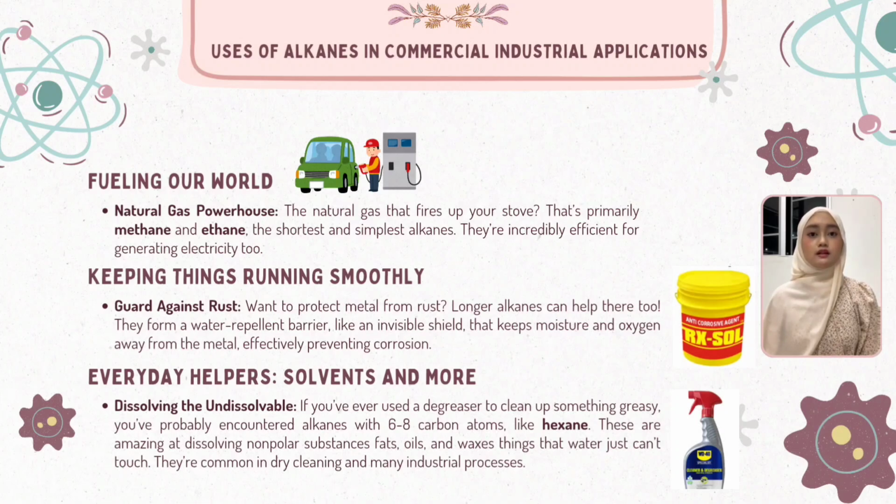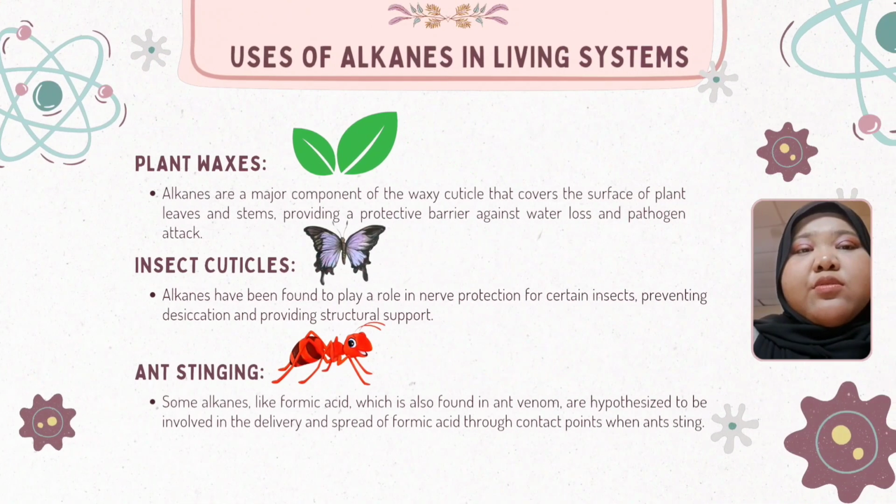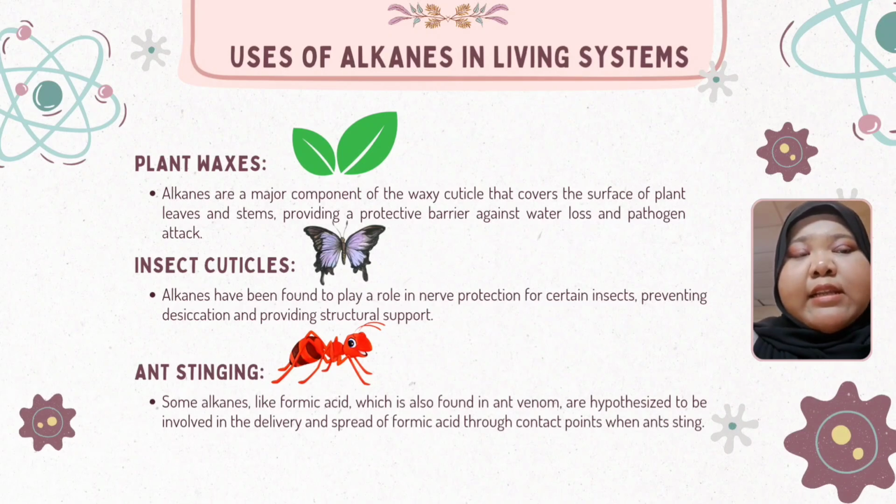Beyond fuel, longer alkenes act as protective agents, forming a water repellent layer that prevents rust on metals. Additionally, alkenes are effective solvents like hexane, capable of dissolving gases, oils, and waxes, making them useful in cleaning processes like dry cleaning. These are three examples of using alkenes in living systems.